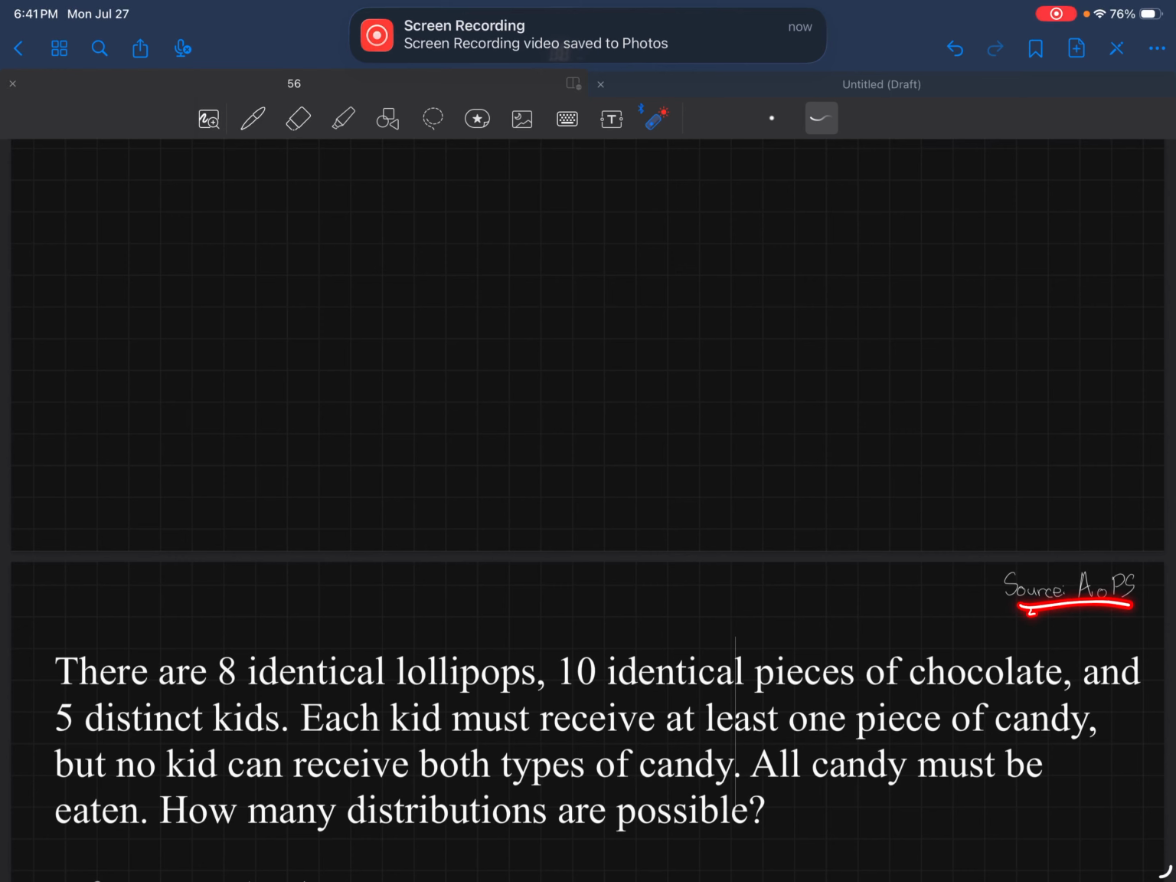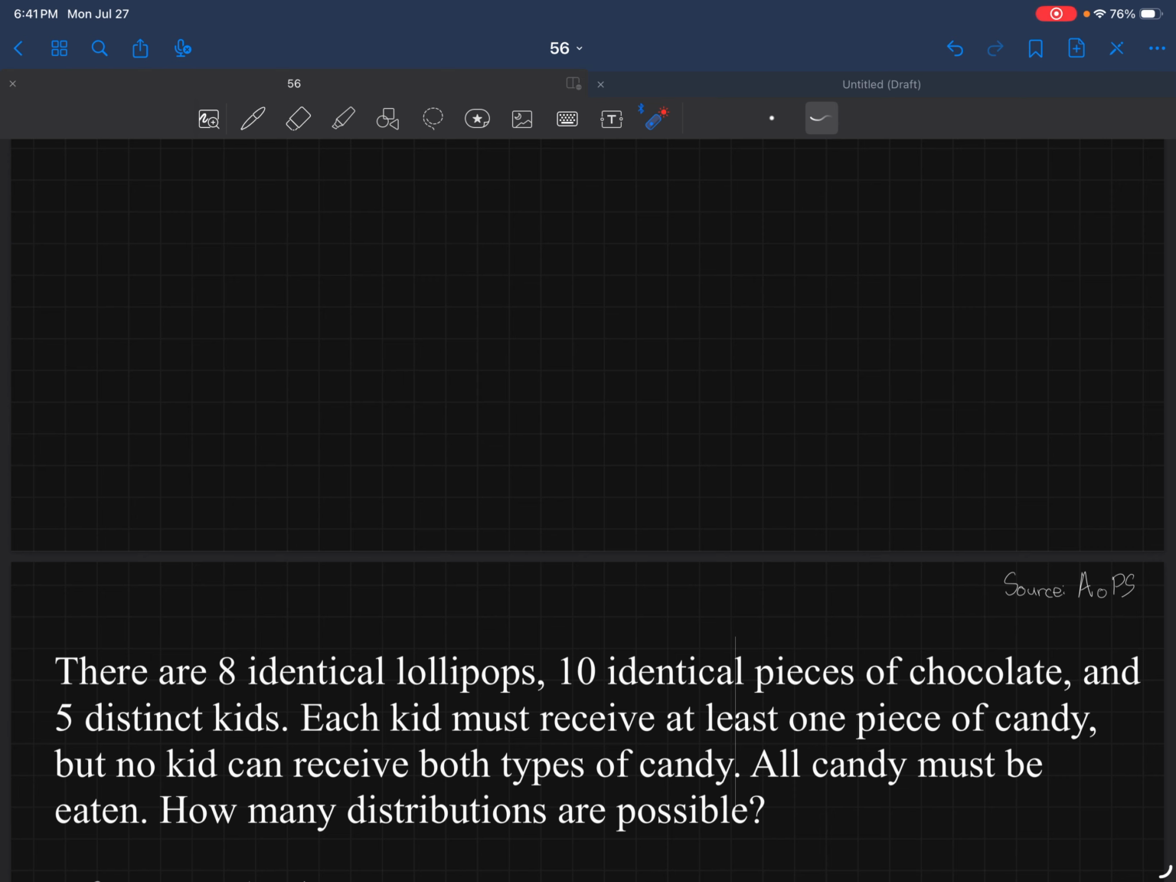This question is sourced by AOPS. There are 8 identical lollipops, 10 identical pieces of chocolate, and 5 distinct kids. Each kid must receive at least one piece of candy, but no kid can receive both types of candy. All candy must be eaten. How many distributions are possible?